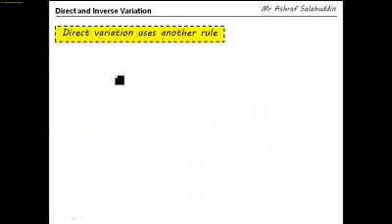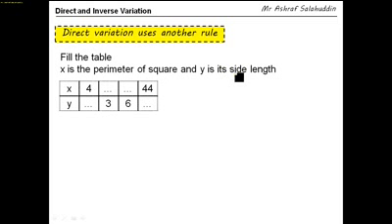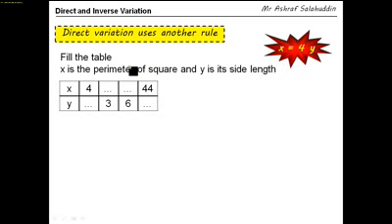Direct variation uses another rule. Let's see this example. Fill the table. X is the parameter of a square and y is the side length. Remember the rule of the parameter of the square? Yes, x, which is the parameter, equals 4y. So if x equals 4, y equals 1. If y equals 3, so x is 12. If y equals 6, so x equals 24. And if x is 44, y will be 11.